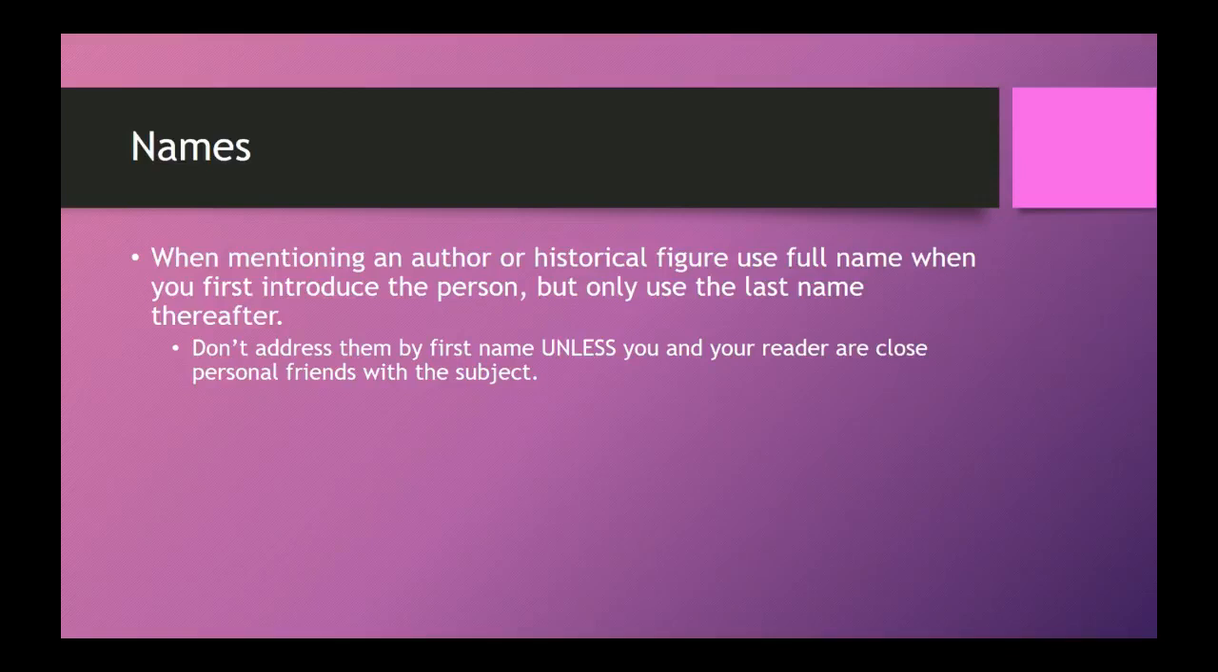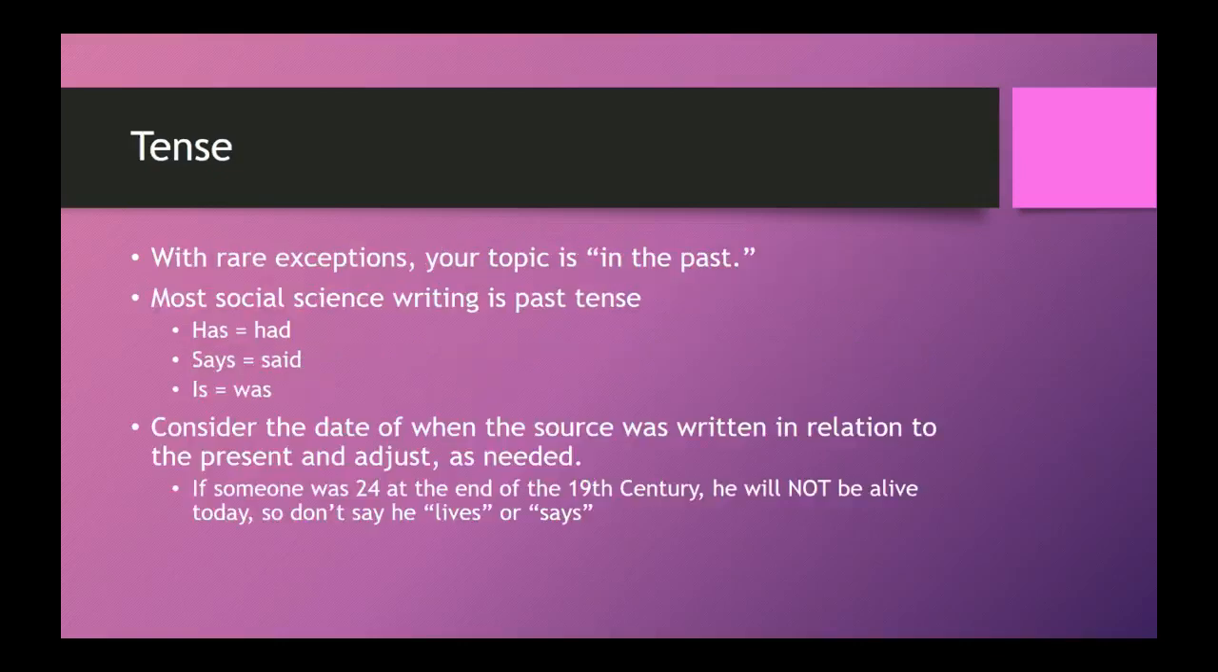Now, if you're talking about Coretta Scott King and Martin Luther King, you would use their full titles the first time, and then from then on it would be Dr. King and Mrs. King. Now, if she's a doctor, then you got to add the first names in. You don't ever refer to people by their first names. As I've said before, with rare exception, your topic is in the past.